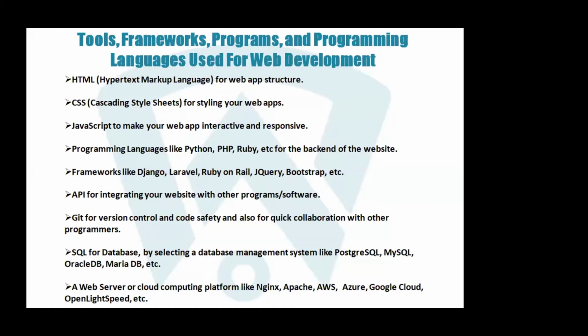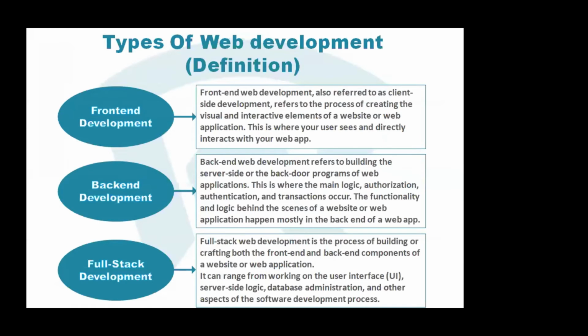So let's go to the next slide. Okay, so now we have types of web development definition. So we have front-end development. Front-end website development, also referred to as client-side development, refers to the process of creating the visual and interactive elements of a website or web application. This is where your user sees and directly interacts with your web app. That is front-end.